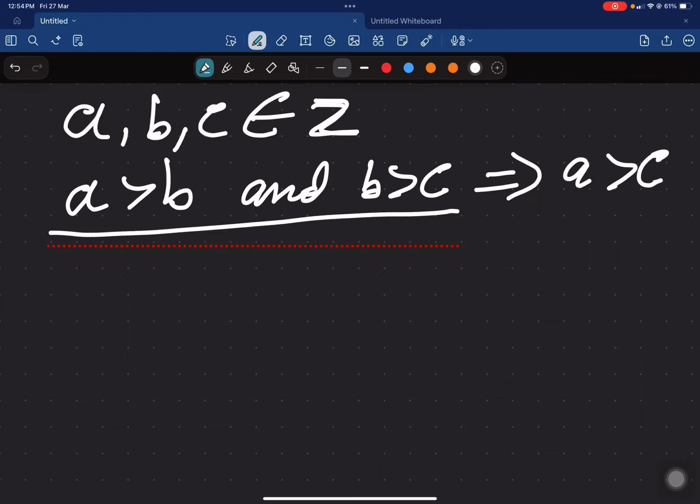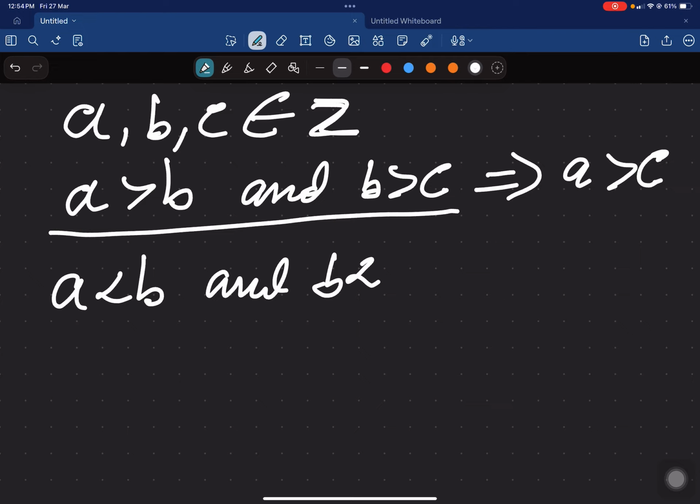It can also be in a different form. We can also say a less than b and b less than c, then a is less than c. So this is from simple implication. The closure property under multiplication also tells us that anytime we multiply two or more integers, we should result in integers.